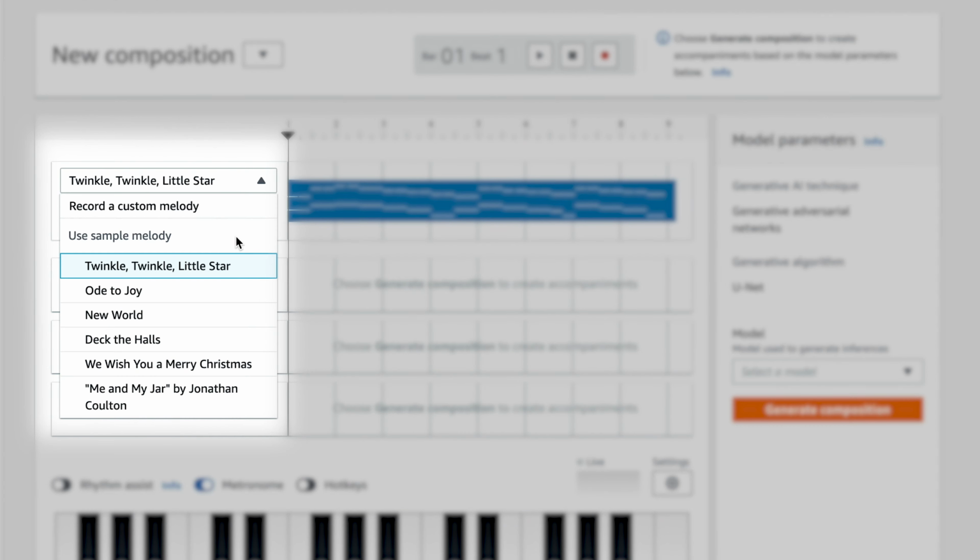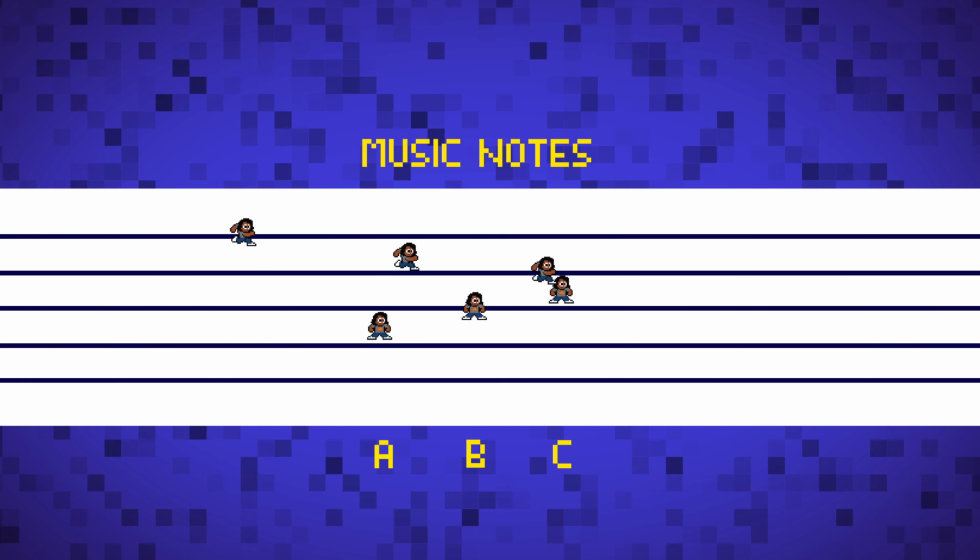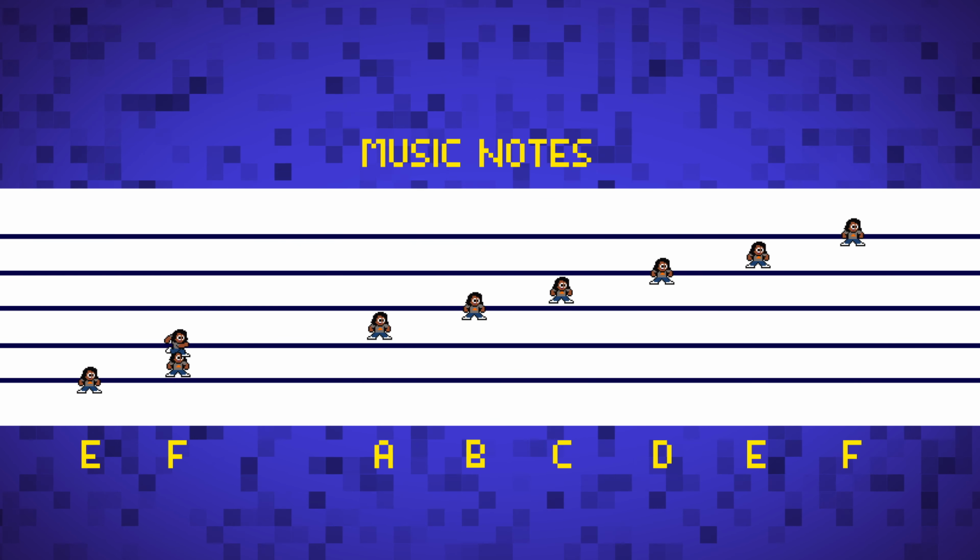You can play your own melody, or if you don't trust your musical skills, you can choose from one of the pre-recorded melodies like Twinkle Twinkle Little Star or We Wish You a Merry Christmas, etc. The melody consists of the musical notes that you play on the keyboard. A note is a symbol denoting a musical sound, which represents the pitch and duration of that sound. In the US, notes are represented with the first 7 letters: A, B, C, D, E, F, and G.